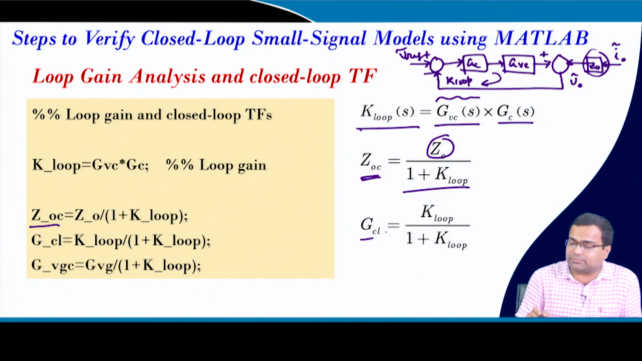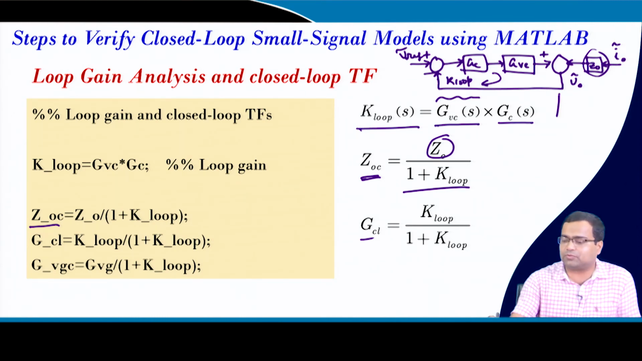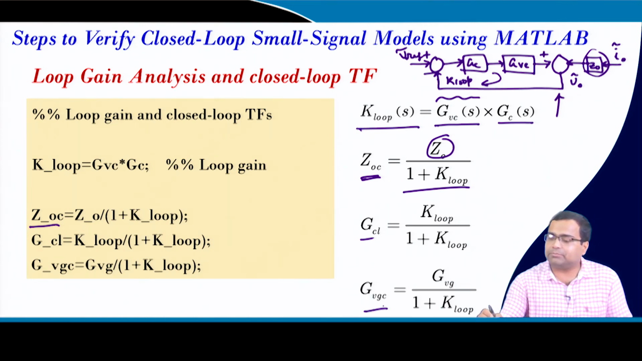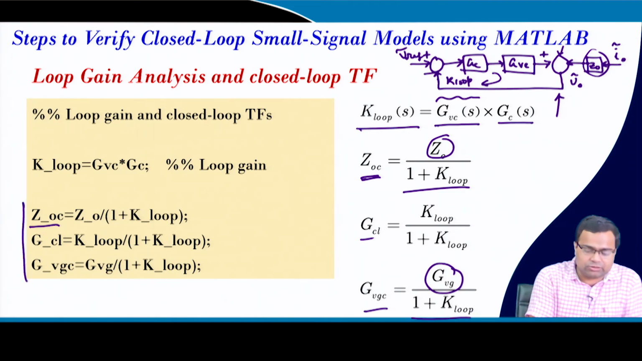Similarly, closed loop transfer function will be loop transfer function by 1 plus loop transfer function. You can show from here. And closed loop audio susceptibility, because we have not incorporated it, so here we will have another component, audio susceptibility, that can be shown as open loop audio susceptibility divided by 1 plus loop transfer function. So, this all thing we have written here.